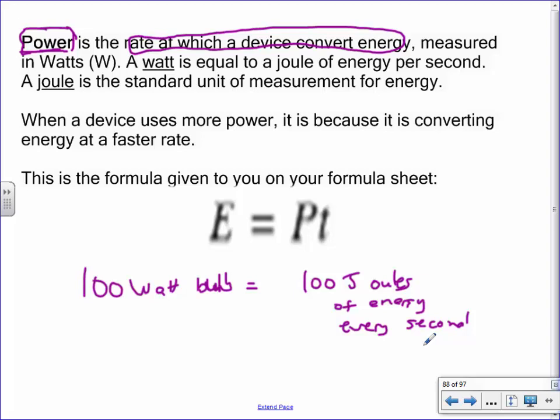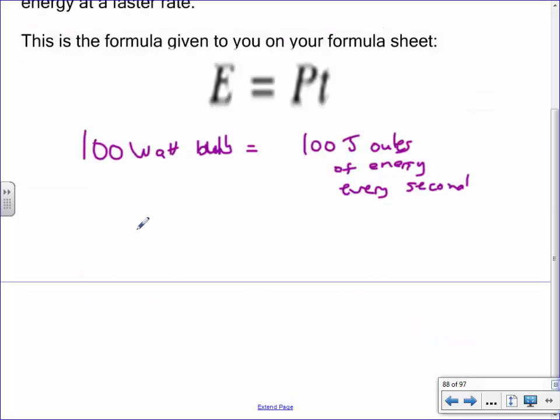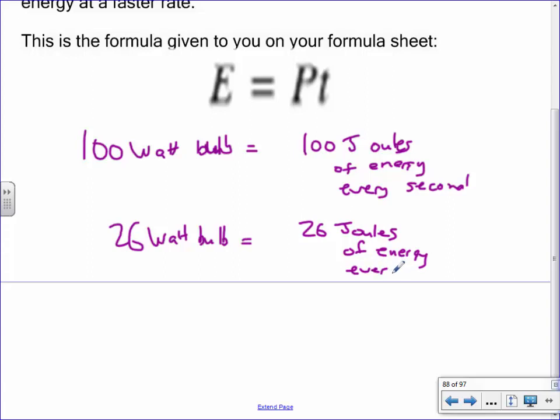That's a lot. What if you were only using, then, a 26-watt bulb? What does that mean? Well, it means you're only using 26 joules of energy every second. So, long story short, the higher the wattage of a device, the more energy it sucks. And we got to pay for that energy.